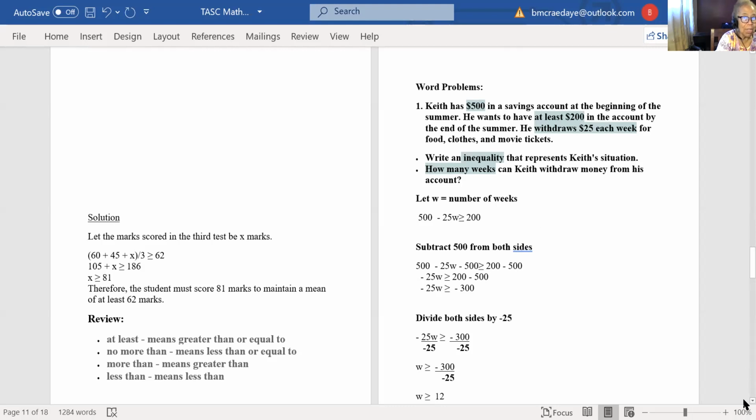Questions on number 1, inequality. Okay. All right. Vanessa, is that clear to you? Yes, Ms. Barbara. You were on the right track when you said I've got to subtract, because if he's starting out with $500 and he would like to have at least $200 in the account at the end of the summer, then you've got to subtract out what he's withdrawing. That's why we said let W equal number of weeks. We know how much he's withdrawing, but we need a variable to represent the number of weeks that he can take money out of the account.